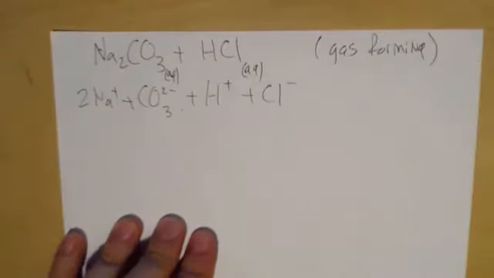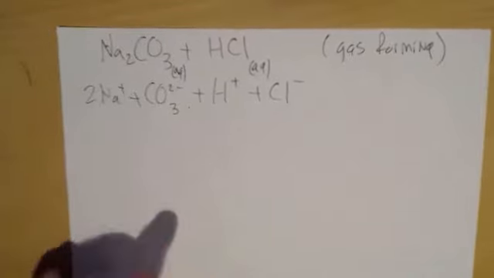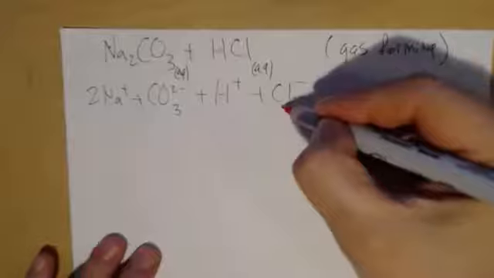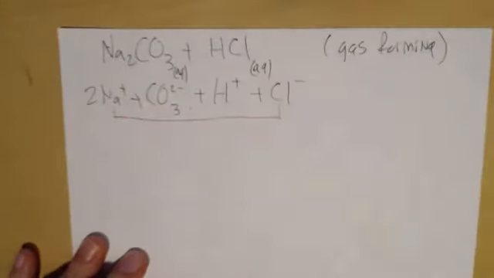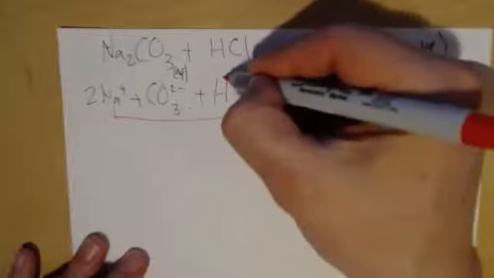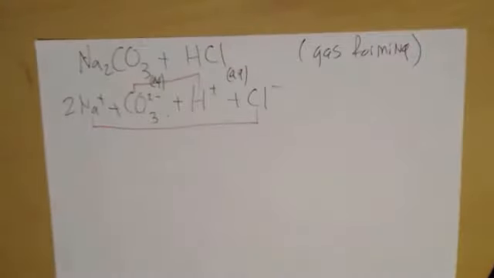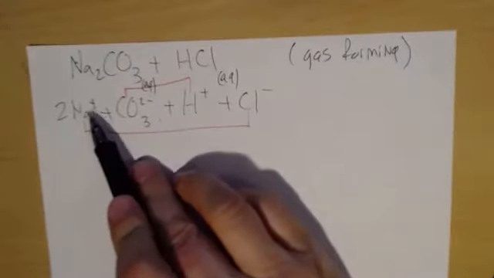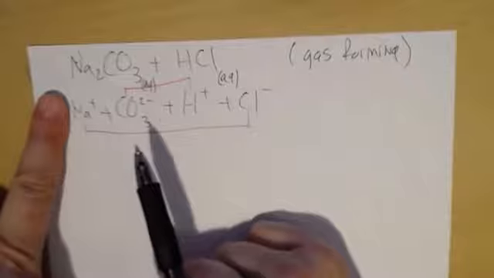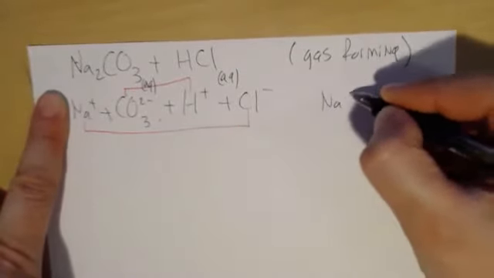So then I'm going to switch partners. Who's going to go with who after they switch? So it looks like chloride will go with sodium and hydrogen ion with carbonate. So what are the new products then? I have sodium's plus one, chloride's minus one. So I'm going to have sodium chloride.